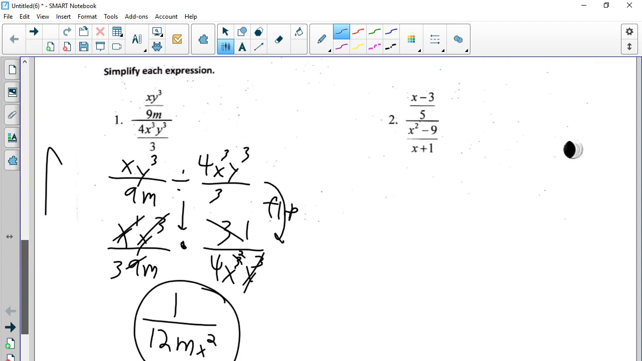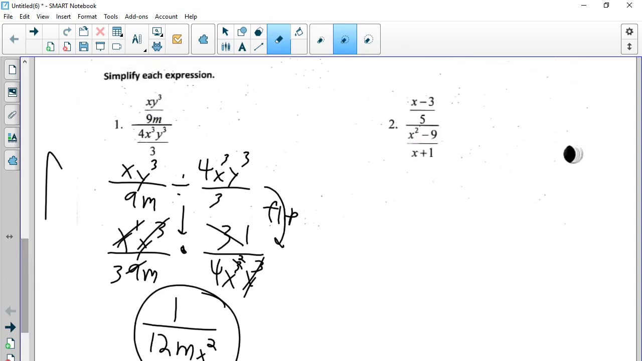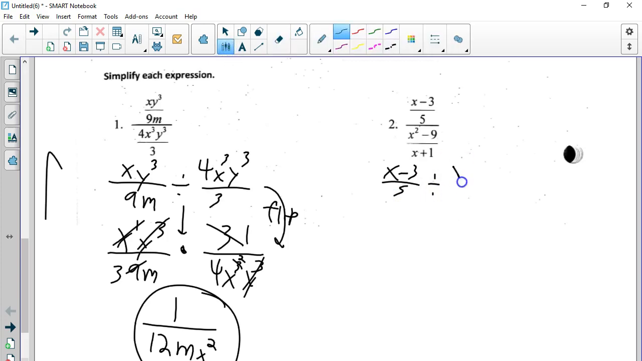Number 2, going to rewrite this as a division problem first. So, x minus 3 over 5 divided by x squared minus 9 over x plus 1. Now, if I wanted to, I could have just factored that x squared minus 9 right off the bat, because I noticed the difference of 2 squares. I can do the next step.